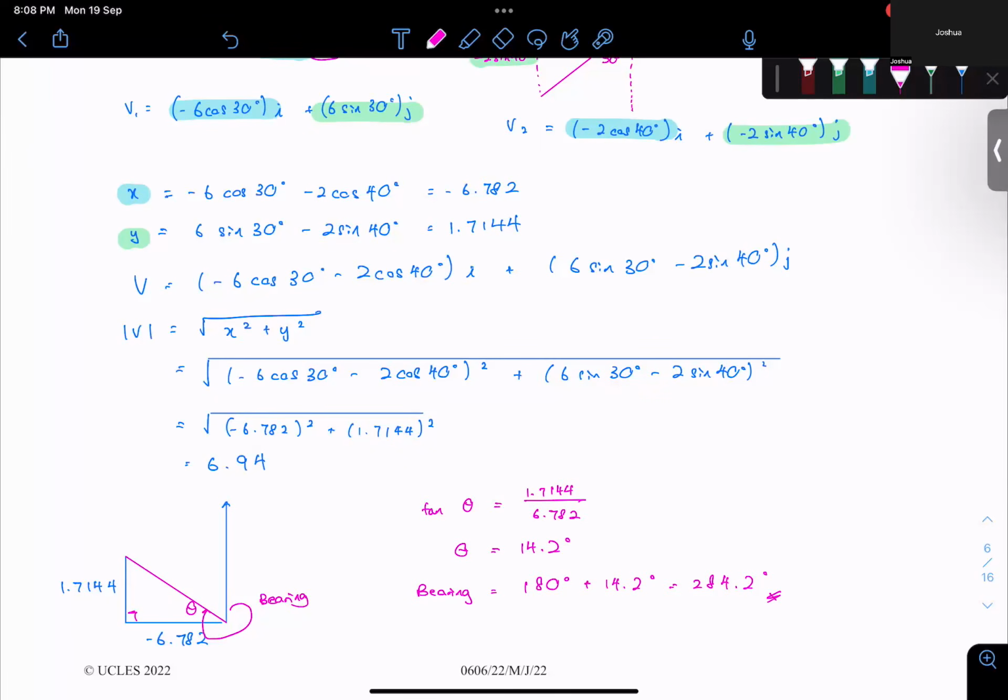Would I get all the marks? Your final answer is correct, so most likely it will be correct already. Later I'll look through your paper for this particular question, but you'll get the marks. The second method is using the cos rule and sine rule by drawing the resultant vector. But I think typically most students won't use that method.